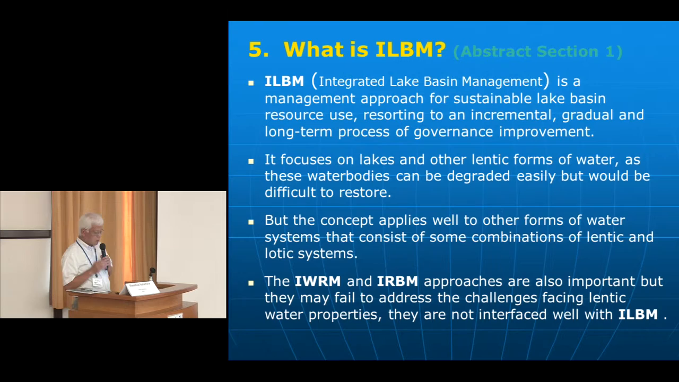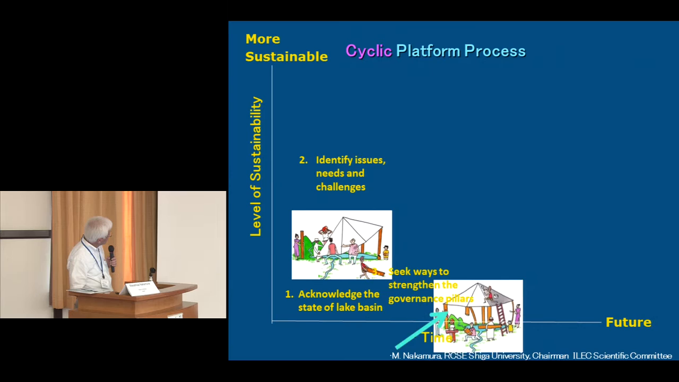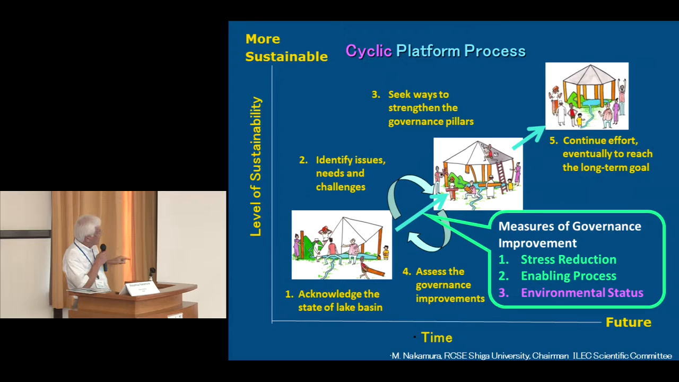What is integrated lake basin management? This is in relation to other global debates on water, like integrated water resources management and integrated river basin management, but those two concepts do not seem to have this very important feature of lentic waters that has the long retention time, integrated nature, and complex response dynamics. Okay, so these are the six pillars of integrated lake basin management. Integrated basin management takes place on a long-term improvement of basin governance in which the measurement of the governance improvement has three indicators that we use. And the third one is pretty much what water quality improvement is about.